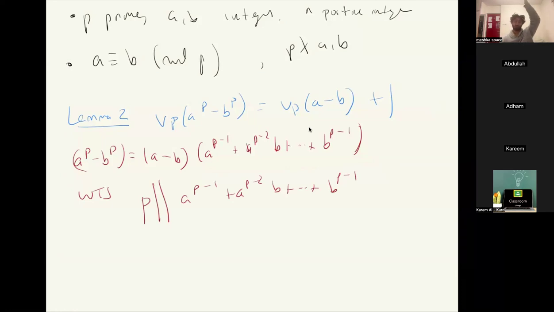So, to see that p divides the expression, it's kind of the same argument as before, right? Once we have a is congruent to b, we can show that mod p, this becomes p times a to the p minus 1, which is congruent to 0 mod p, okay? So only mod p. So our only job is to now show that it doesn't vanish mod p squared. So any ideas how we can do that?